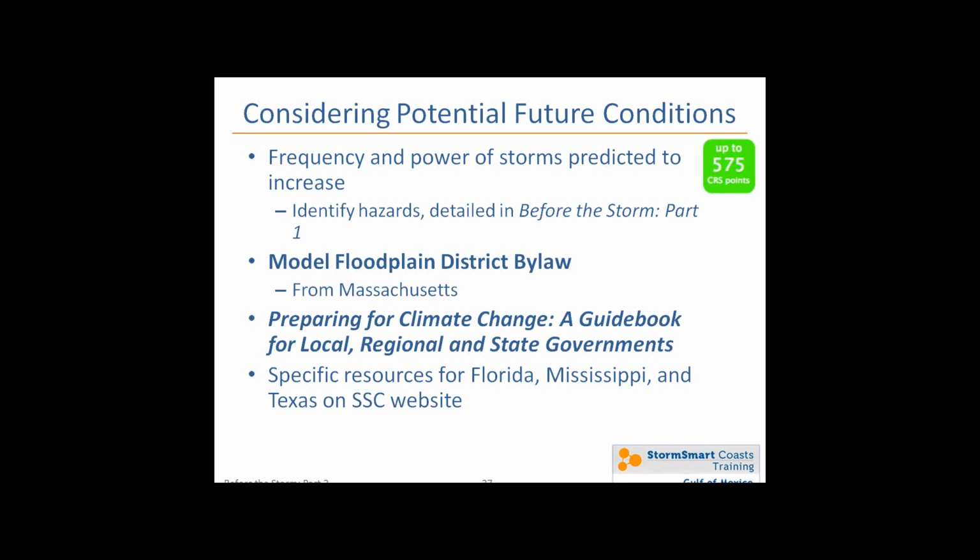There are specific resources for Florida, Mississippi, and Texas that can be found on the StormSmart Coast website. A community that is aware of the potential impacts of future storms can prevent important infrastructure from being built in hazard-prone areas.